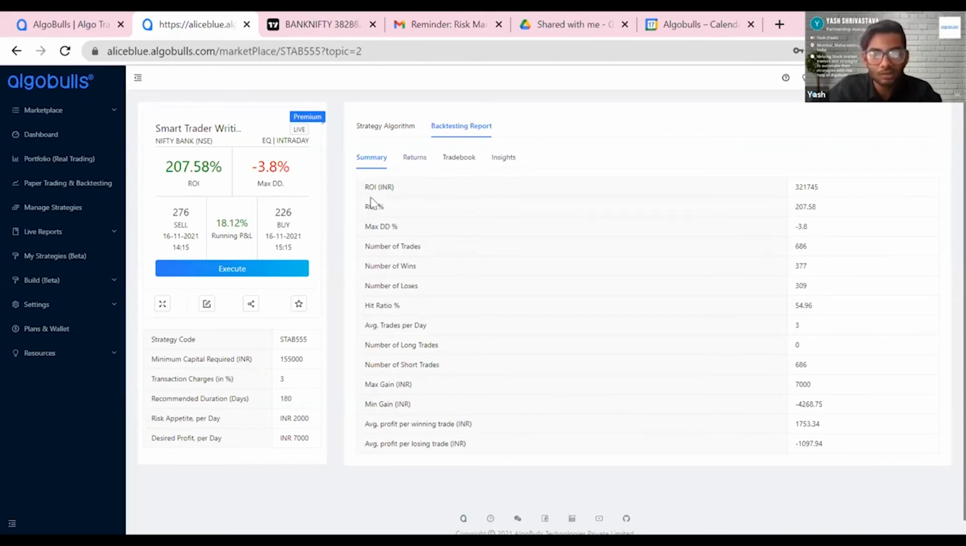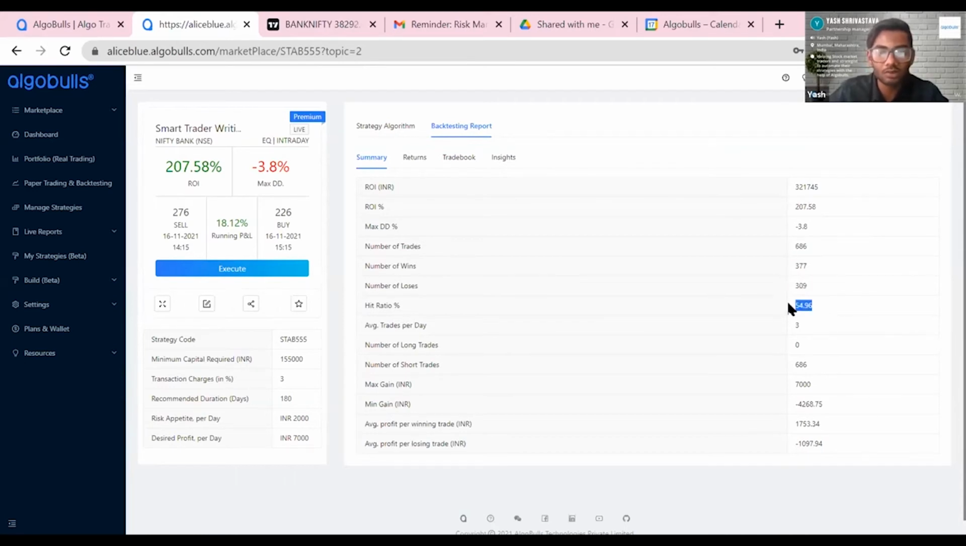On the summary section, you could see the ROI in INR has been approximately 3,21,745 rupees over the period of 1.5 years. The ROI in percentage has been 207.58%, and the maximum drawdown the strategy has faced was minus 3.8%. The number of trades taken in these 1.5 years was 686, with 377 winning trades and 309 losing trades.